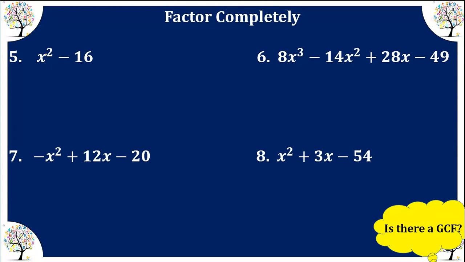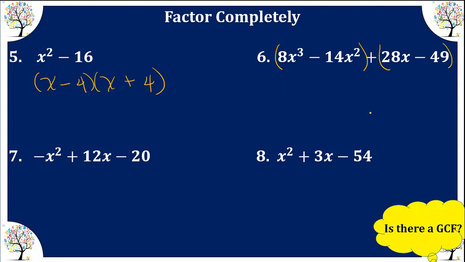Okay, number 5, this is a difference of 2 squares. So I'm going to have x and x, 4 and 4. One needs to be subtract and one needs to be add. Number 6, we're just going to simply do it by grouping.